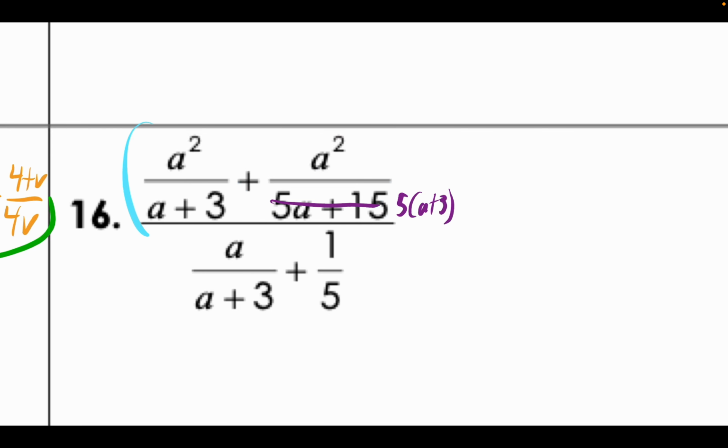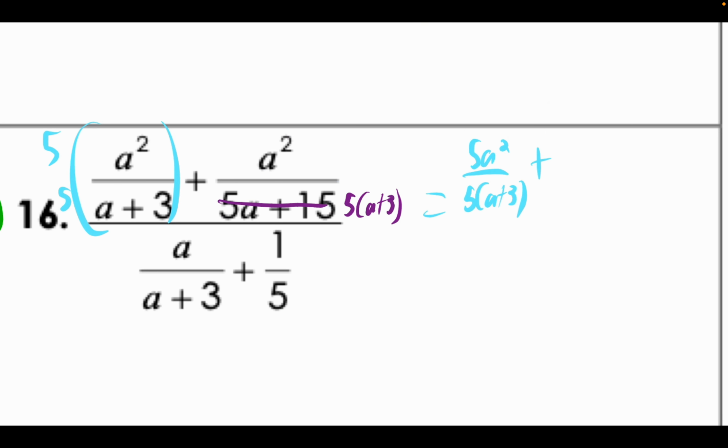So I'm going to multiply this left fraction by 5 on top and bottom. So in my next step, that'll give me 5a squared over 5 times a plus 3 plus, the second fraction staying unchanged, a squared over 5 times a plus 3, divided by whatever we get in the bottom.